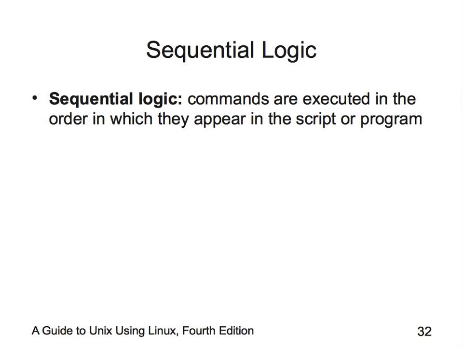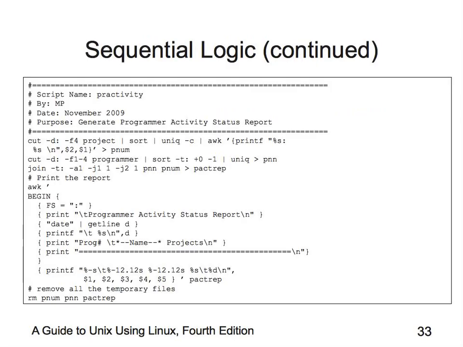Sequential logic, the commands are executed in the order in which they appear in the script. The first command is executed first, the second command is executed second, and so forth and so on. There is no logic in there to say, okay, only execute this command in these situations, because that's a decision, and we haven't talked about that yet. So here's an example of some sequential logic.